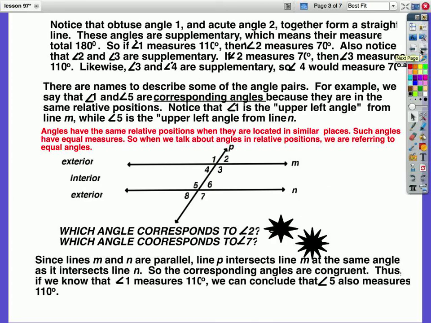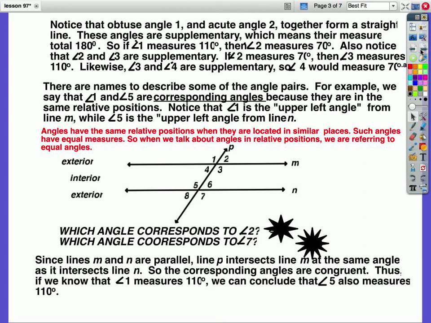Notice that the obtuse angle 1 and acute angle 2 together form a straight line. These angles are supplementary, which means the measures total 180 degrees. So if angle 1 is 110 degrees, then angle 2 has to be 70 degrees. Also notice that 2 and 3 are supplementary, they form a straight line. So if angle 2 is 70, angle 3 has to be 110, and we can keep going on and on with angles 3 and 4.